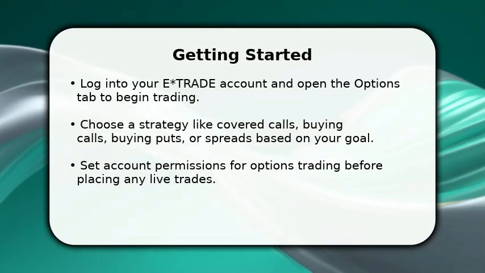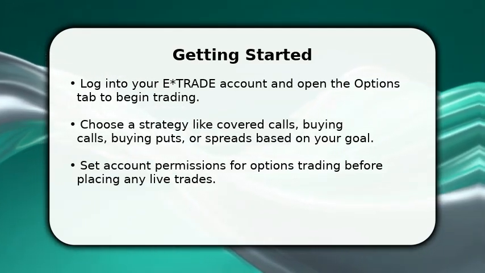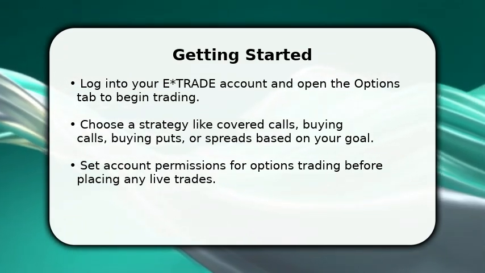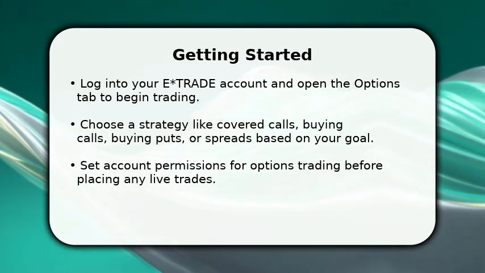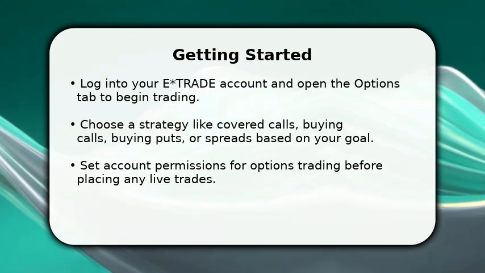In this video, I will explain how to use E*Trade options. Log into E*Trade, open the Options tab, pick a strategy, and enable permissions if needed. Enter the symbol, choose expiry and strike, and set quantity and order type. Review estimated cost, Greeks, and fees before submitting orders.